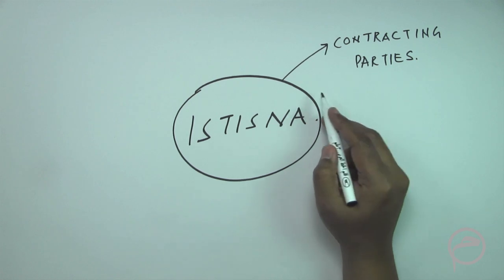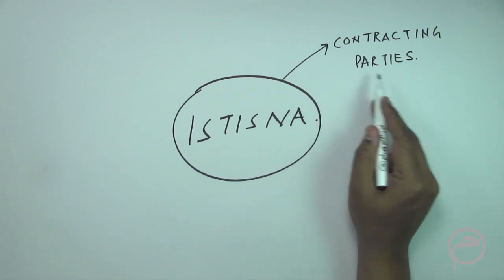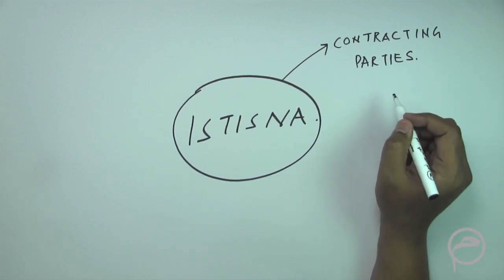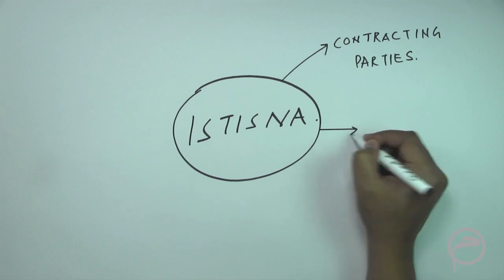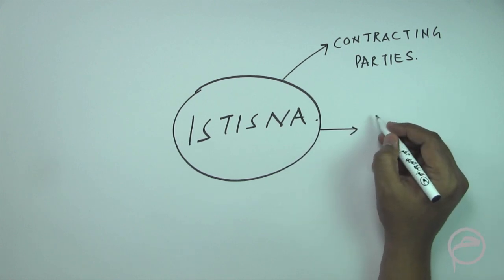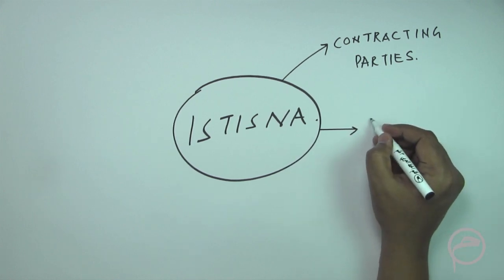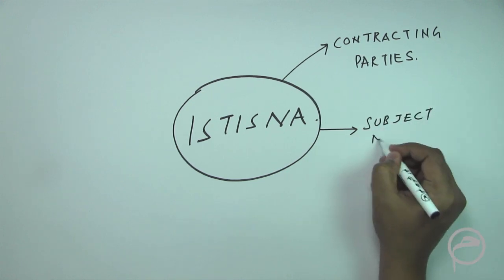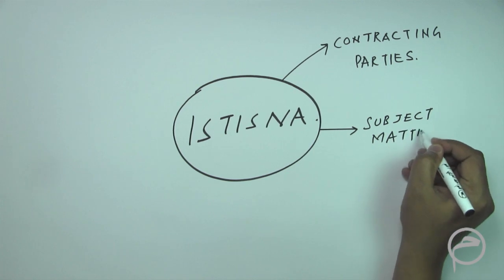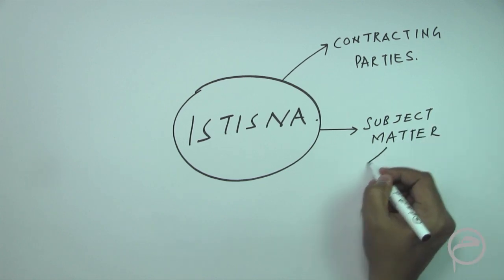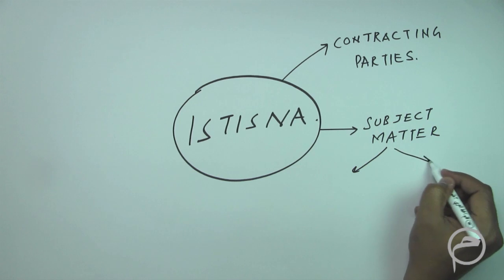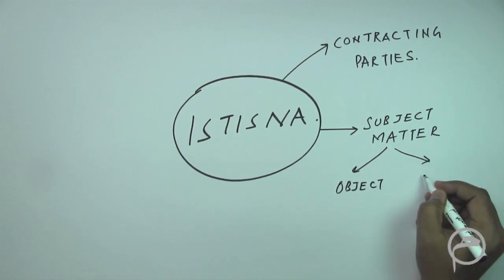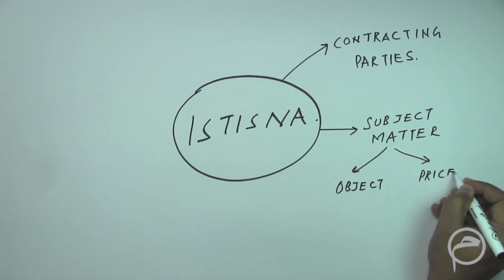The first principle is with reference to the contracting parties. The contracting parties have to have the legal capacity and they must be sane. Let's talk about the second principle with reference to the subject matter. And the subject matter could have two components. One is the object, the other is the price.